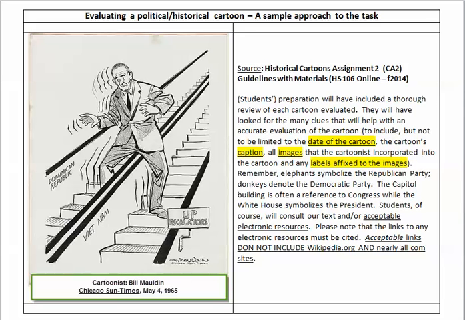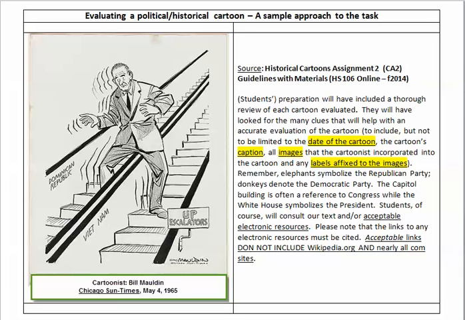Okay, and I went on to say at the end there that you will consult your text or any other acceptable electronic resources, and that if you do use electronic resources, you will cite them in your form. And also, these do not include Wikipedia and nearly all .com sites, and by that I mean you can use the New York Times or the BBC or NPR or something like that. But other than that, I really don't want you using .com sites at all.